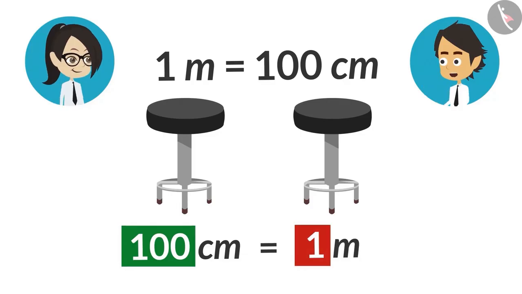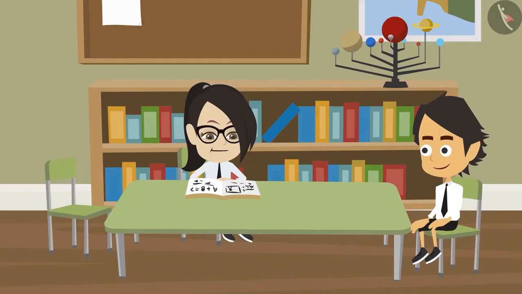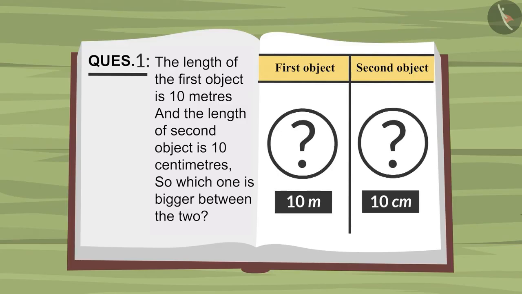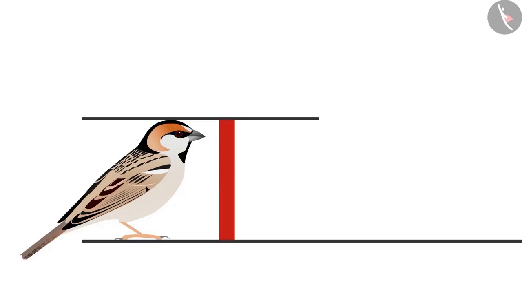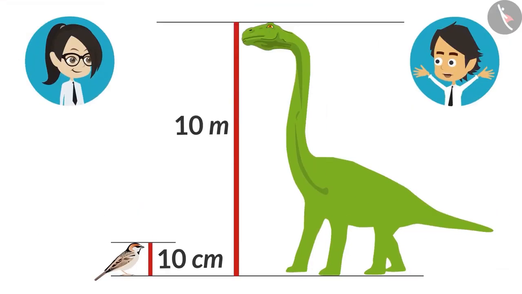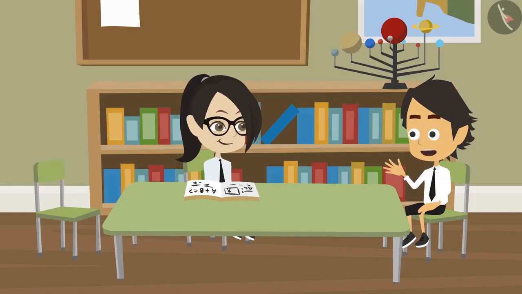Yes, and look, despite the value being less, the length of this object is equal to the other object. Yes, I understand it now. 10 meters is bigger than 10 centimeters. Do you know this length could be that of a sparrow and a dinosaur? Because a sparrow could be 10 centimeters long, whereas a dinosaur could be about 10 meters long. Yeah, that's possible. This is a question from the book.